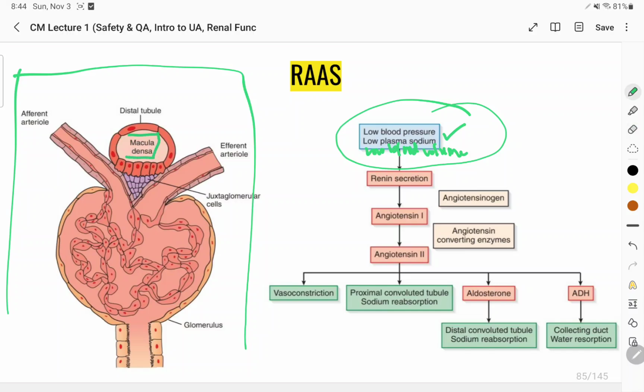So this will be detected by your macula densa. Although the macula densa is part of the distal tubule, it is located between your afferent and efferent arterioles, so it can detect the pressure. If there are fluctuations of pressure, especially low blood pressure or low plasma sodium, the macula densa will detect it.